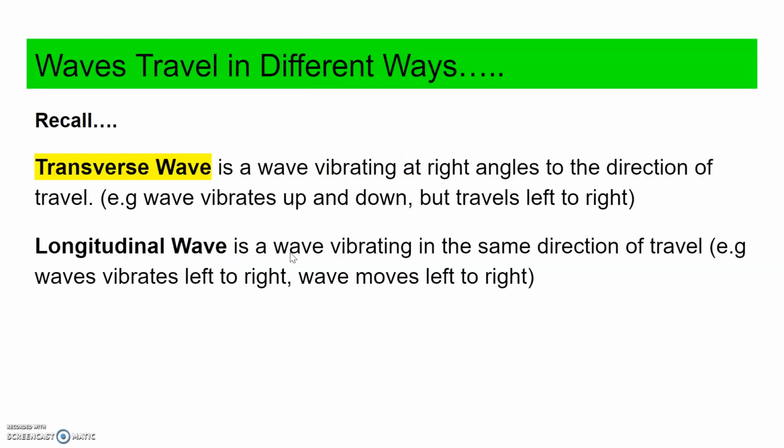Now, recall that waves travel in different ways. So a transverse wave is a wave that vibrates at right angles to the direction of travel. So if it vibrates up and down, it travels left to right. A longitudinal wave vibrates in the same direction as it travels. So, for example, a wave vibrates left to right and moves left to right.